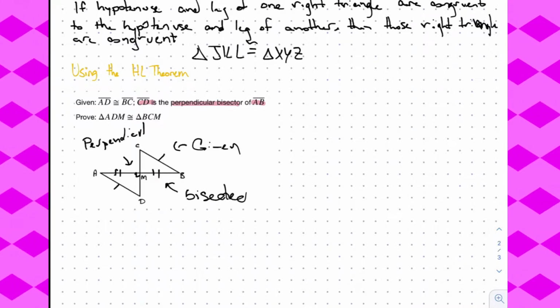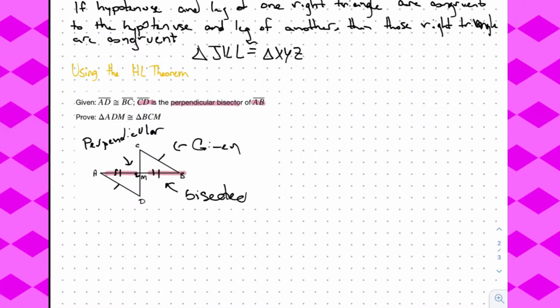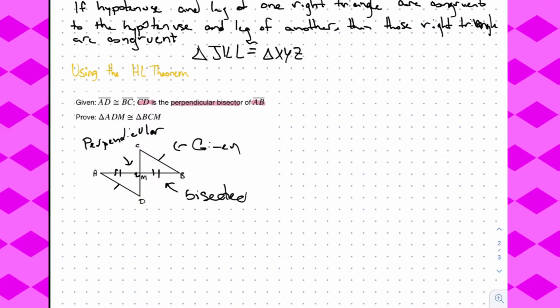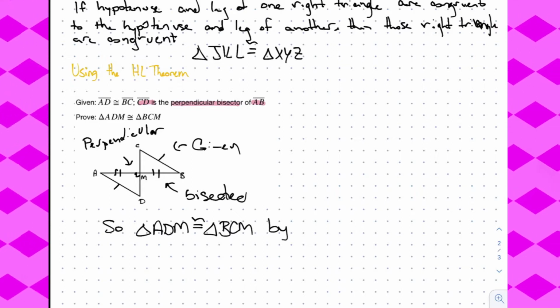So what we have is two right triangles. And on these right triangles, the legs are congruent and the hypotenuse is congruent. And it's a right triangle. So therefore it has to be congruent by HL. So therefore triangle ADM is congruent to triangle BCM by the hypotenuse leg congruence theorem.